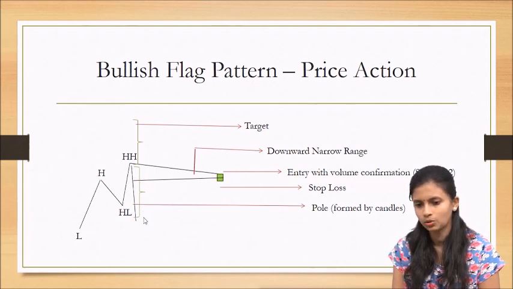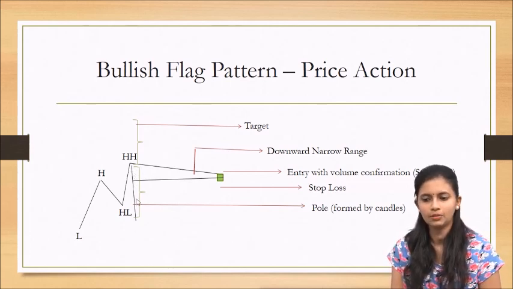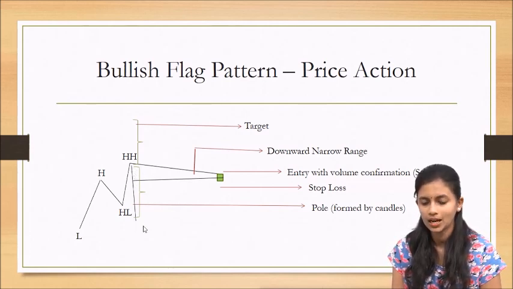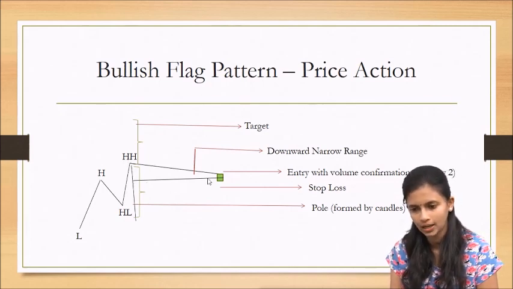Okay, this pole size will be the target. So what are the points to be noted? Pole is to be formed. Pole can be formed by one single candle or by many candles without swings. Then there has to be a downward narrow range.